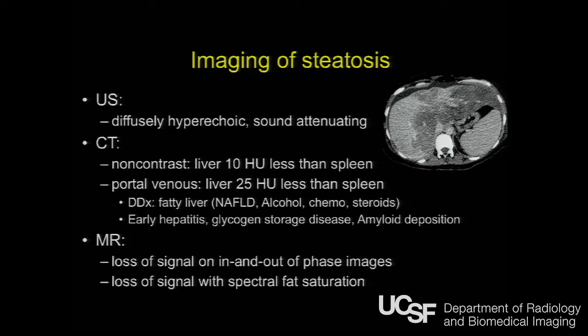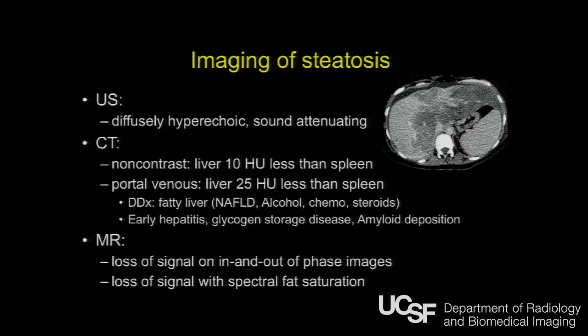We frequently see on ultrasound the diffusely hyperechoic liver that attenuates sound, right? So we don't see through the liver very well. On CT, on the other hand, we're looking for things that are low density, right? Fat is low density, so on a non-contrast CT, if the liver is less than 10 Hounsfield units lower than the spleen, we can call fatty liver. On portal venous phase CT, if it's less than 25 Hounsfield units lower than the spleen, then we can call fatty liver.